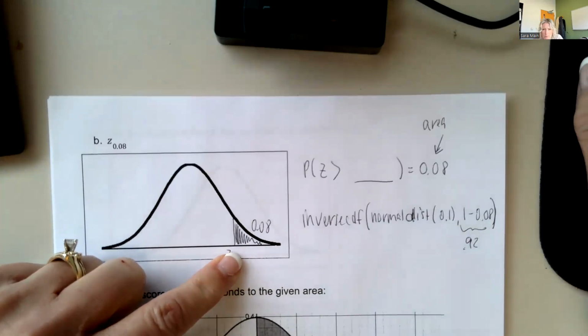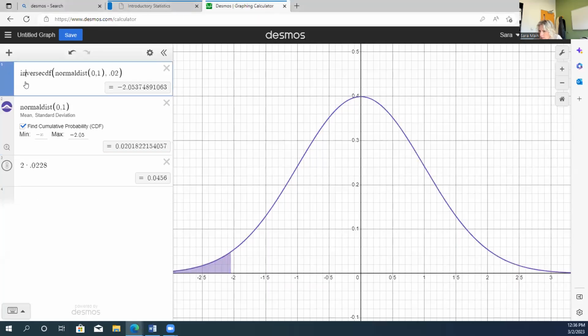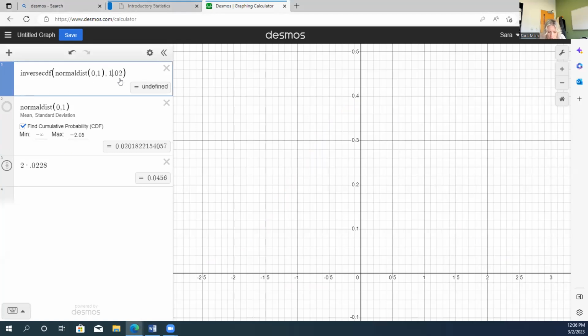So I'll show you how this works in Desmos. Up here, I'm turning off my picture again. I'm going to type in 1 minus 0.08. And it gives me a positive z-score, and it should, because I am looking to the right-hand side of 0. So the z that matches this area is 1.41, or 1.405.